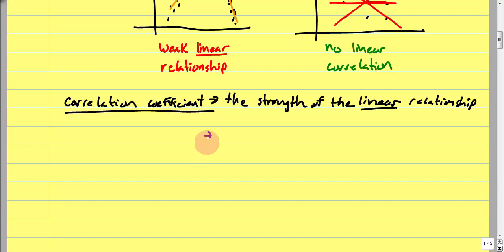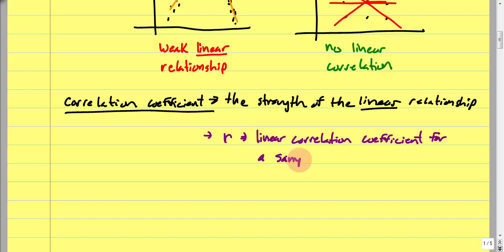First of all, the correlation coefficient is denoted with a lowercase r. This lowercase r value, so r is the linear correlation coefficient. Again, this gives us the strength of the linear relationship. So it's a linear correlation coefficient for a sample, and this is the important word here, for a sample of paired data.